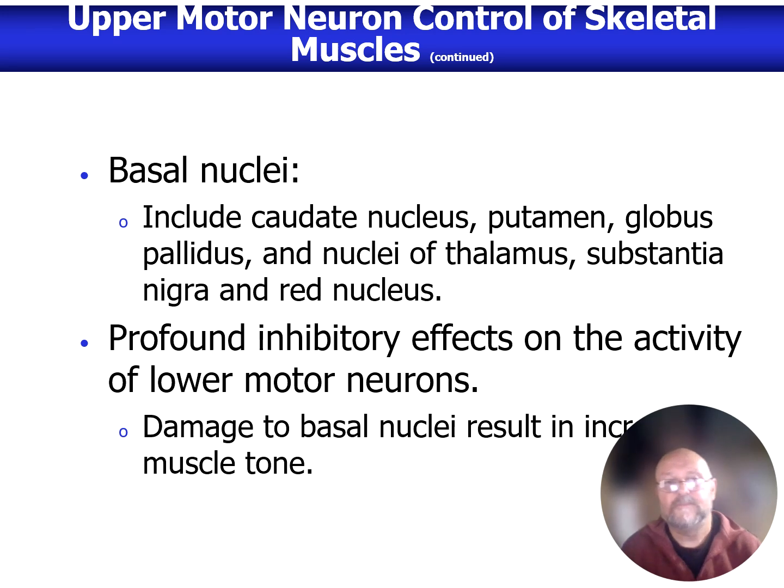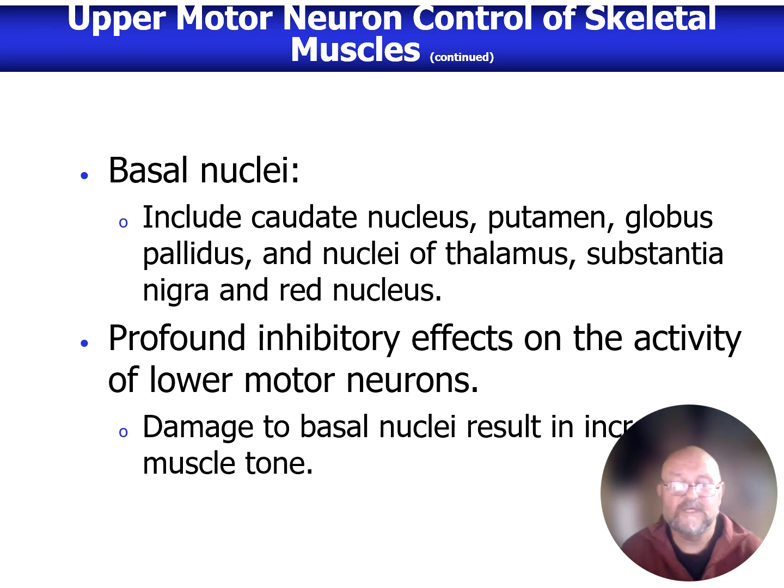Another part of the brain, the basal nuclei. And inside the basal nuclei, there are many different structures. I should really have had a diagram for this. But the caudate nucleus, the putamen, globus pallidus, and the nuclei of the thalamus, substantia nigra, and the red nucleus are all parts of the basal nuclei. Don't worry, you don't have to learn them. And they have profound inhibitory effects on the activity of the lower motor neurons. Damage to this area results in increased muscle tone.